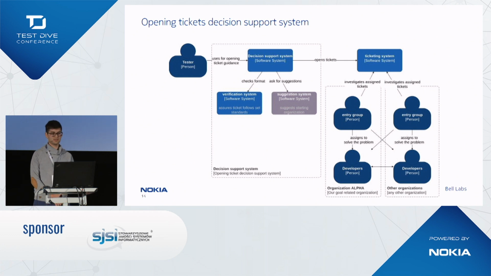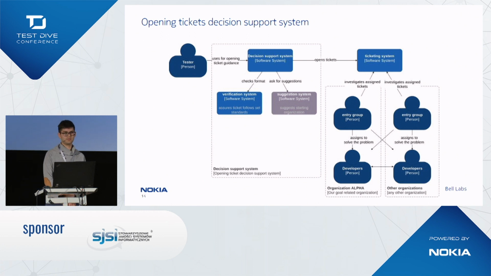Okay, what can we do about this? Fortunately, we have something like the decision support system in Nokia. It's something that can be used to help testers identify the correct first entry group. The decision support system has multiple subsystems underneath, but here I will talk only about those two.